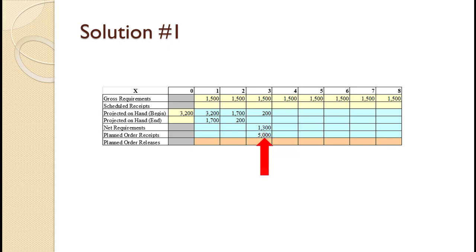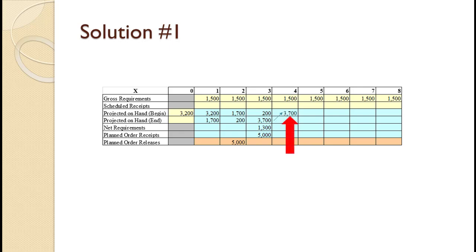While we only need 1,300, due to the lot size of 5,000, we must plan on receiving 5,000. Since there's a 1-period lead time, in order to receive it in period 3, we must release the order to either purchasing or production in period 2. That is, we lag it back by the lead time. Beginning inventory of 200 plus production of 5,000 minus demand of 1,500 equals 3,700. That completes the calculations for period 3. Notice the order that values were calculated in and how they were not calculated from top to bottom.